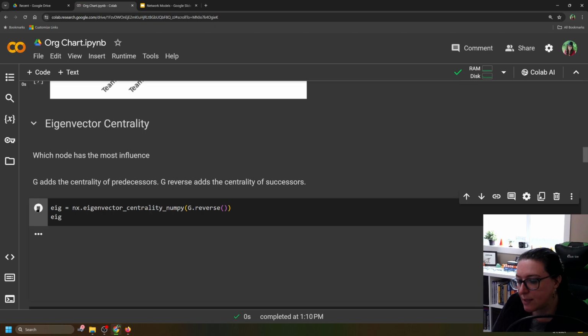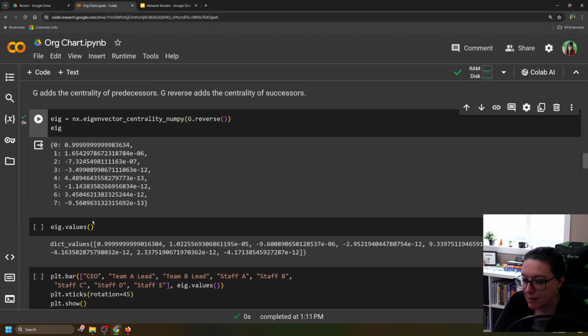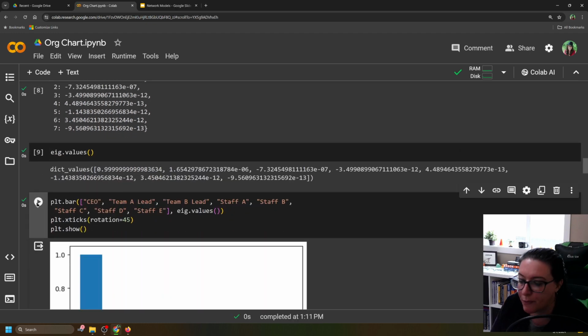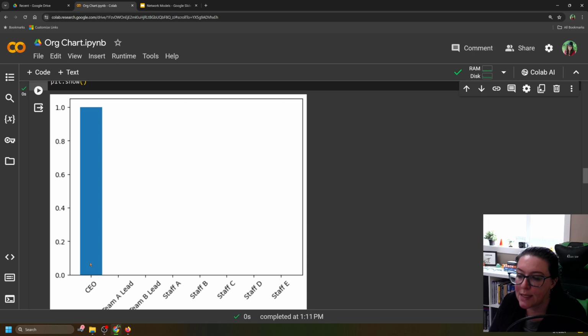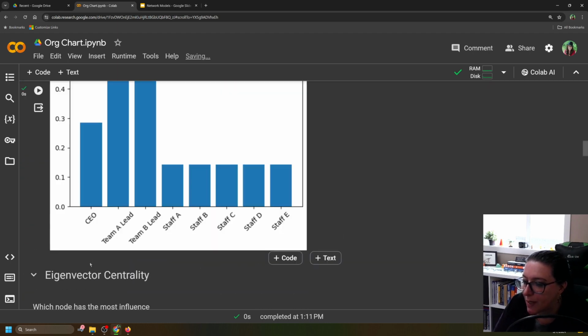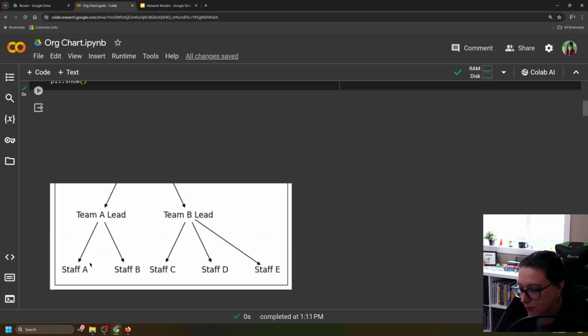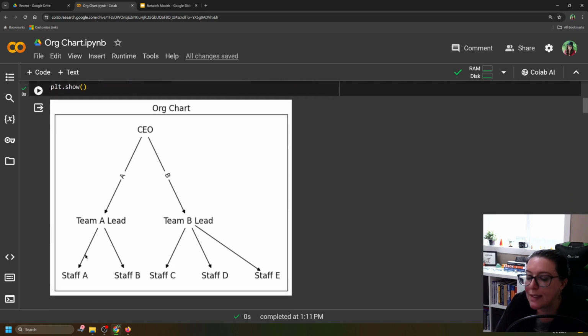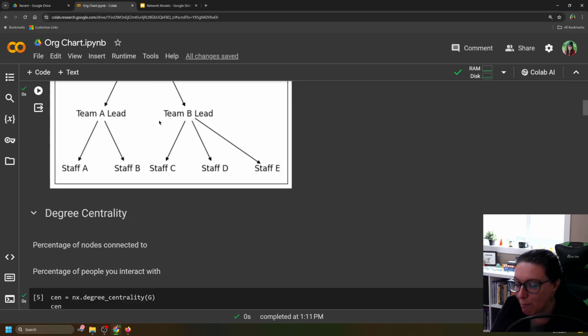So when we do this, we separate out the eigenvalues and then put it on our graph just like before. What we see here is the CEO has the largest eigenvector centrality. And this should make sense because who has the most influence? Let's go back to our graph. The most influence is the CEO. They give direction to team A and B leads who give direction to the staff. If you don't hit G reverse, if you just do G as it is, it'll say the staff has the most influence rather than the CEO. So make sure the information you're getting makes sense.